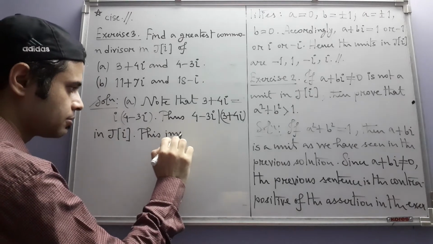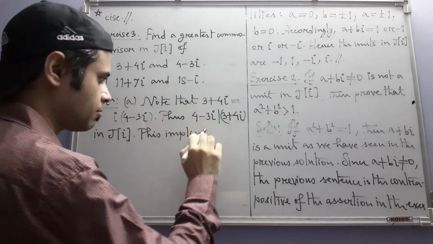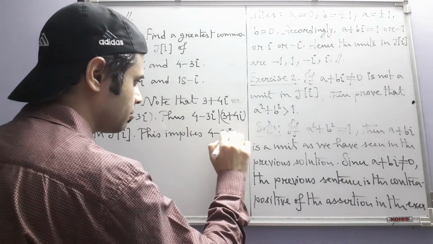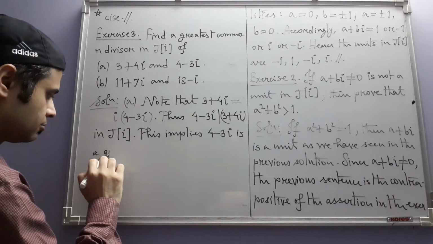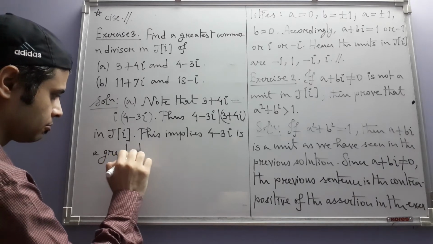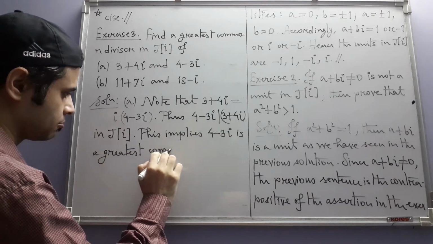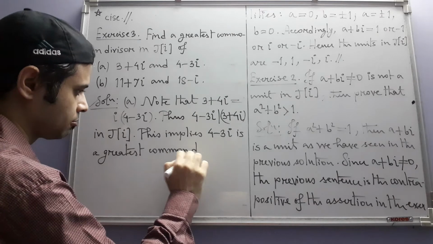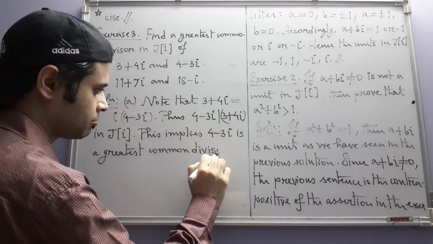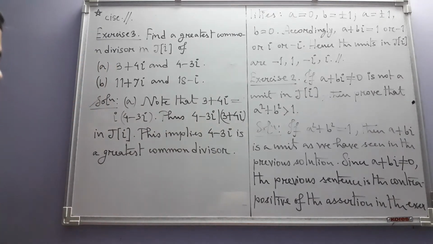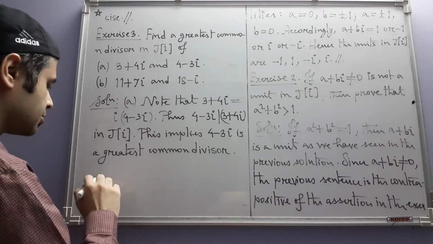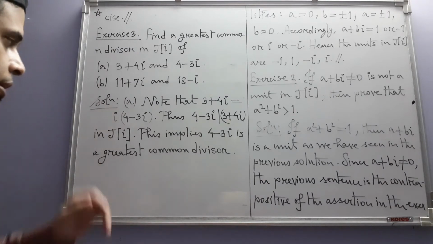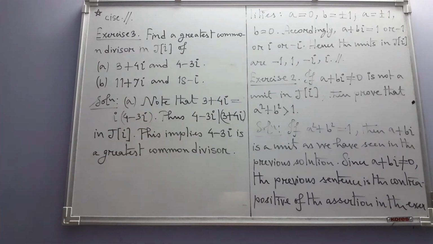This implies 4 minus 3i is a greatest common divisor. But why? You may raise that question. To answer that question, we do like this. You see, suppose you apply that algorithm.